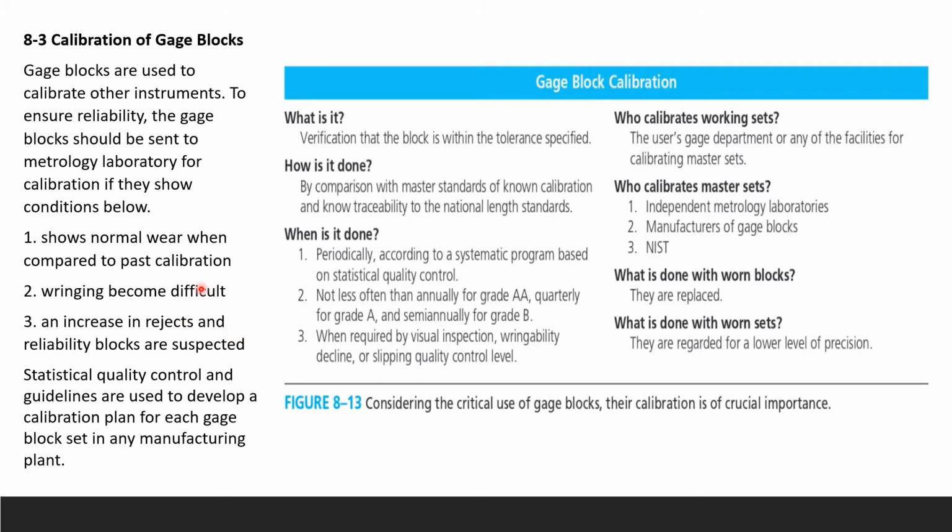At that time, you're going to have a very wide interval between the blocks, or the separation will become bigger, and your error is going to be higher and higher. So at that time, you definitely need to calibrate them. An increase in rejects and reliability of blocks are also suspected. SQC is statistical quality control, and guidelines are used to develop a calibration plan for each gauge block set in any manufacturing plant.